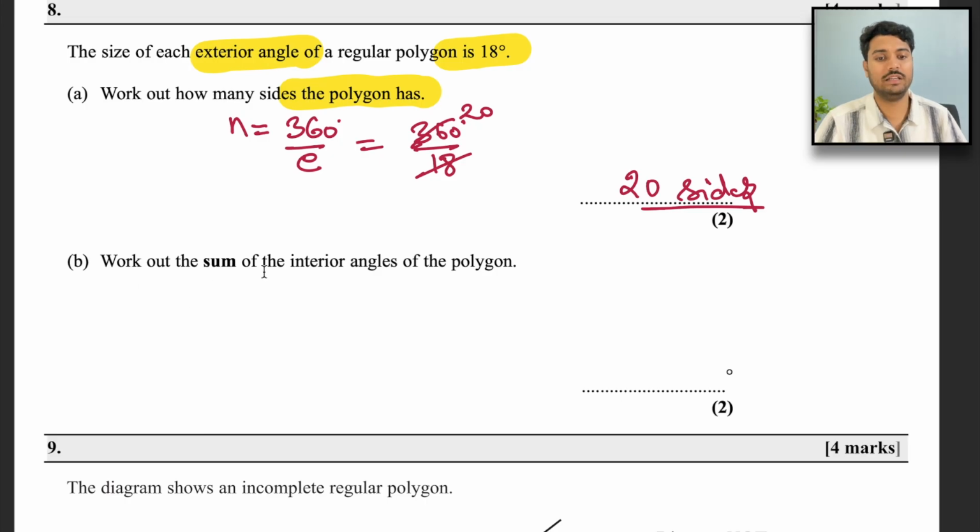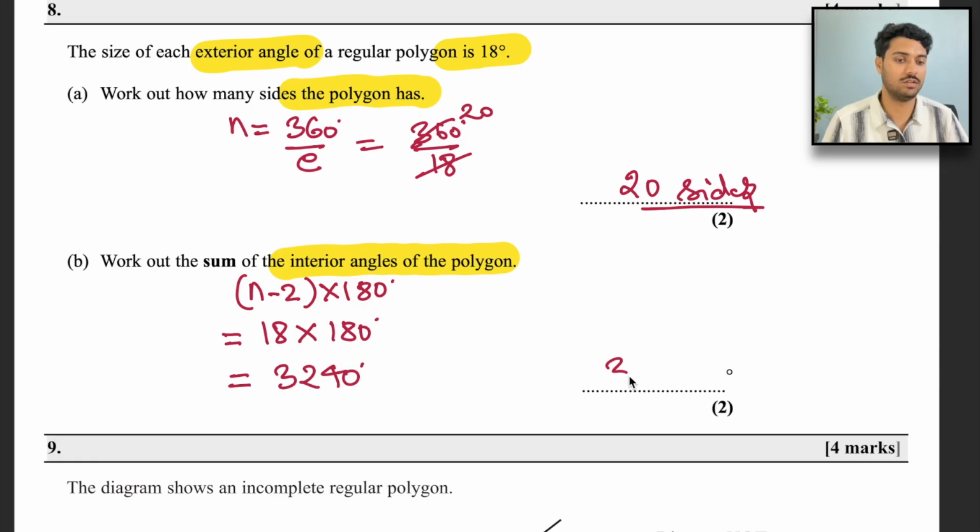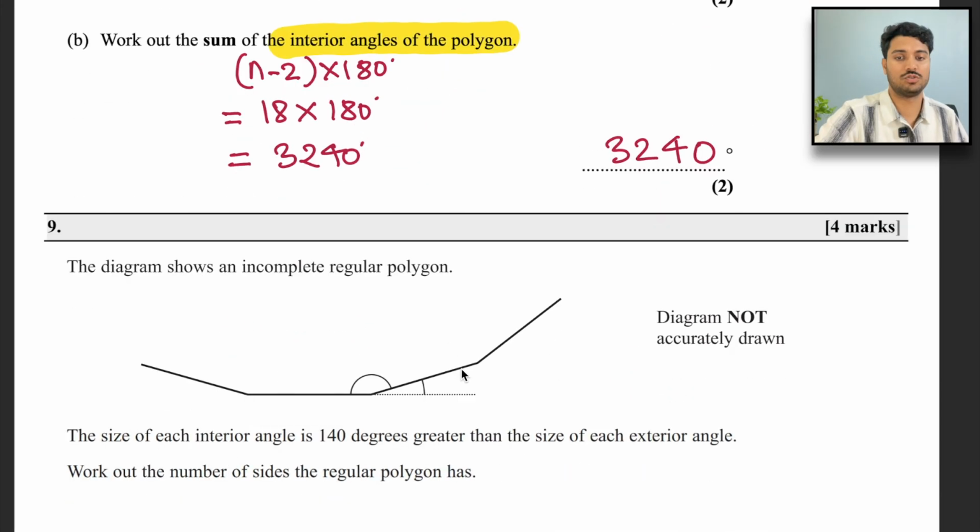Work out the sum of interior angles of the polygon. (N minus 2) multiplied by 180 degrees gives the interior angle sum of the polygon. N is 20 sides, so 18 multiplied by 180. Let me check. 18 multiplied by 180 is 3240. 3240 degrees. Let's move on to the next question, question number 9.